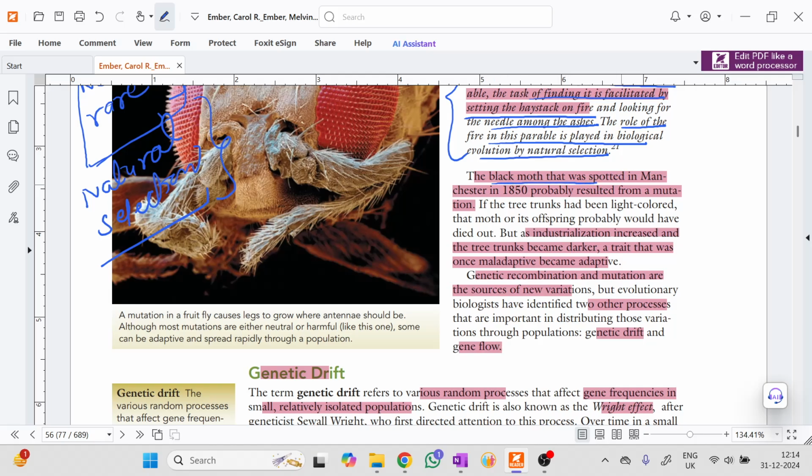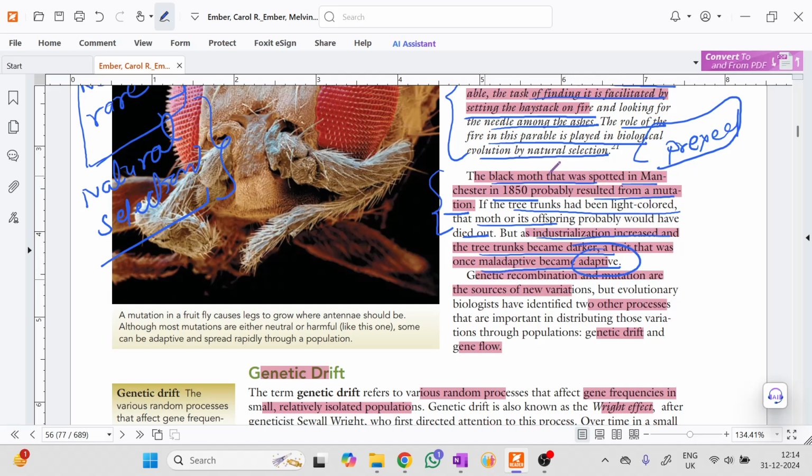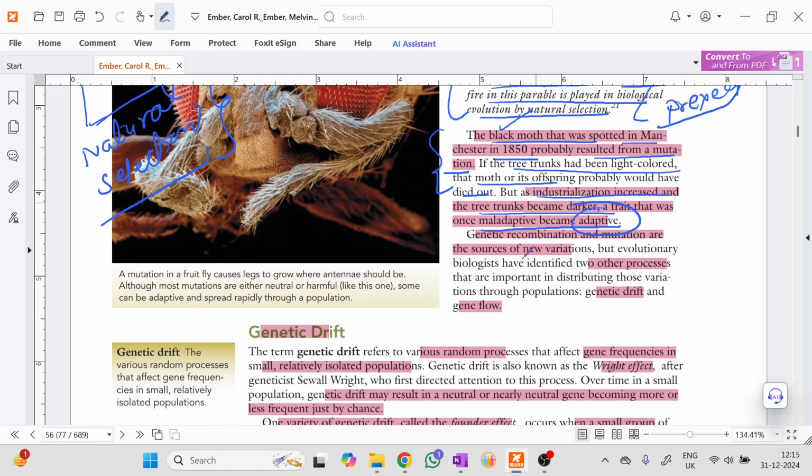The black moth that was spotted in Manchester in 1850 probably resulted from a mutation. If the tree trunks had been light colored, the moth and its offspring would have died out. They would not have had any chance to survive because they would be visible against a light colored background and easily preyed upon. But industrialization darkened the tree trunks, and the trait that had been maladaptive became adaptive, useful, and the population of black moths increased.